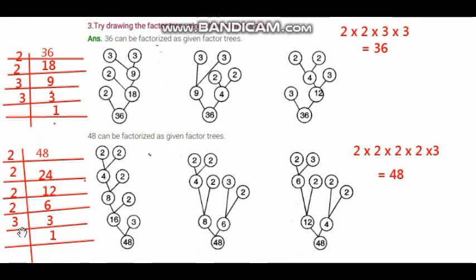Now here we have taken 8 and 6. That means this 3, 2 and this 2 into 3. This means 2 into 2 into 2. 2 2s are 4, 2 4s are 8. And here 3 2s are 6.